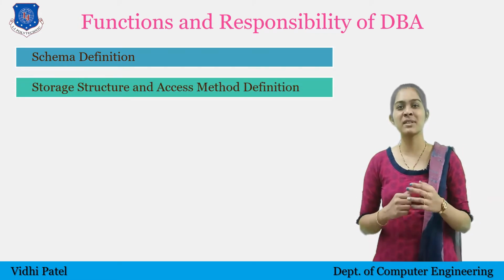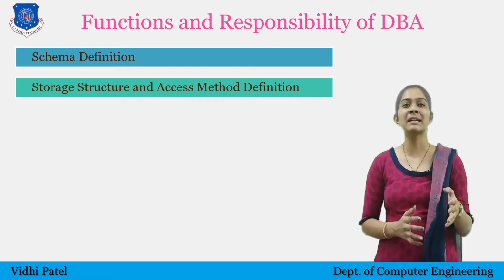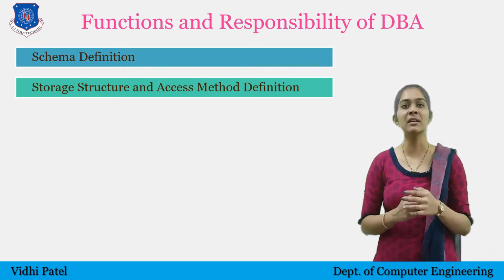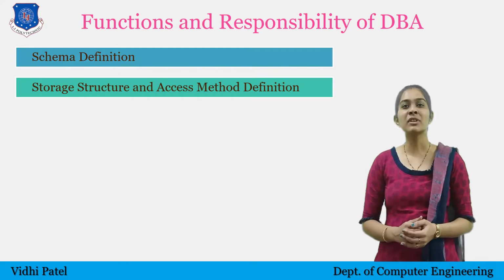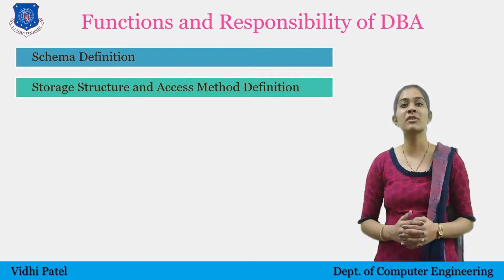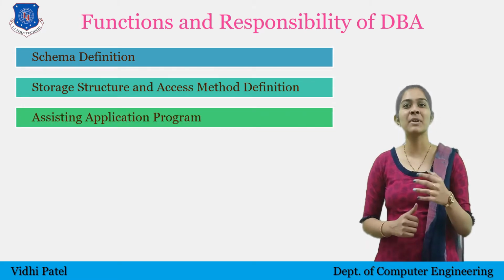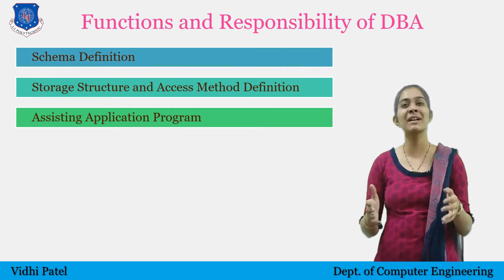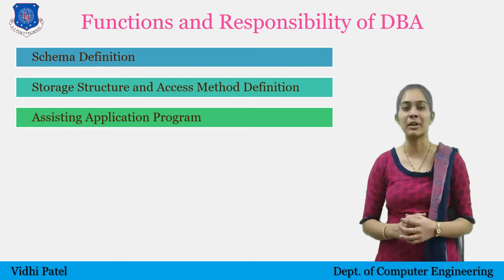Next one is storage structure and access method definition. The DBA decides how the data is to be represented in the stored database. Based on this, storage structure of the database and access method of the data is defined. Next one is assisting application program. The DBA provides assistance to application programmers to develop application program.